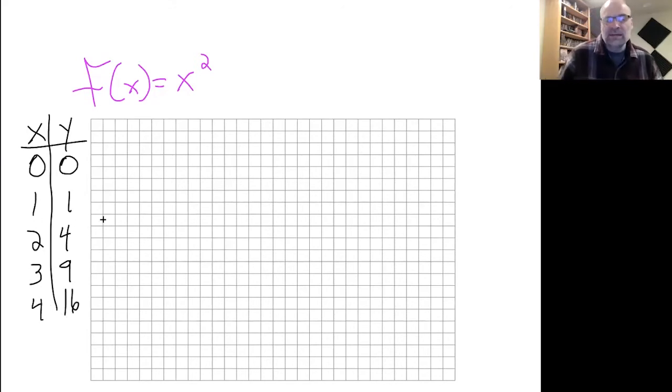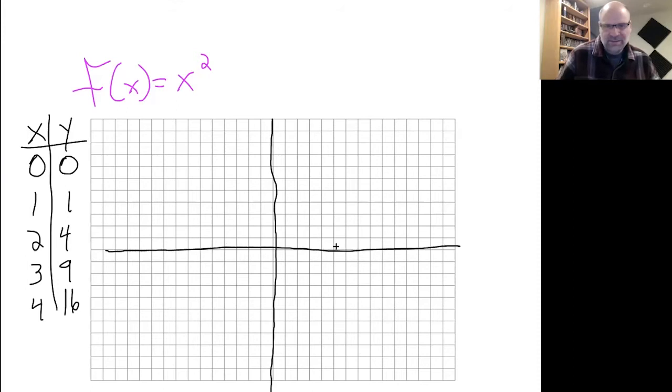Well, the cool thing about this, let me draw my plane here. So here's what it looks like so far. (0, 0), (1, 1), (2, 4), (3, 9), and then (4, 16), up here to 16. Okay, so here's what it looks like so far.